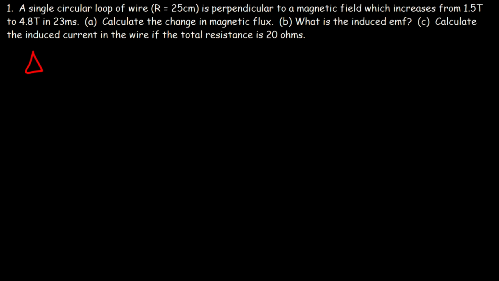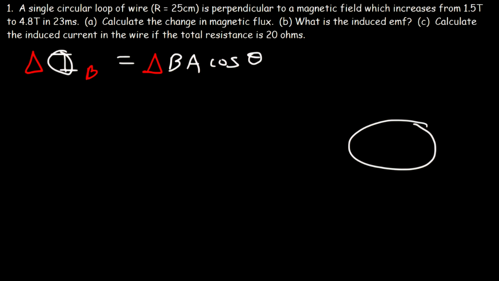The change in flux is equal to the change in the magnetic field times the area times cosine of the angle. Now let's draw a picture. So we have a single circular loop, and here's the normal line, which is perpendicular to the surface.